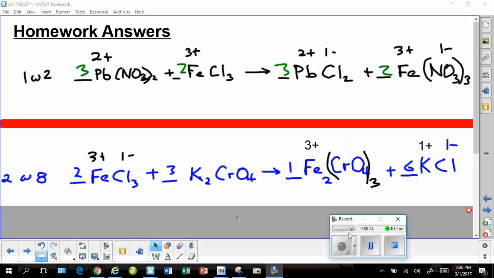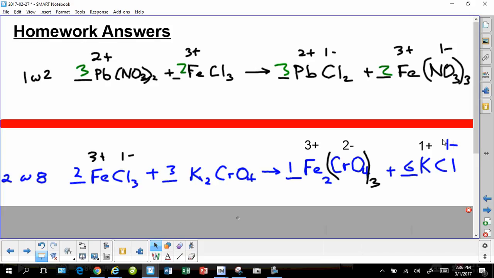So here are the answers to the first two problems, showing the results that you should get when you actually run the problem. And so what we were looking for was the stuff on the right side. And everything is done by crisscrossing charges. After you, like with iron and lead, have to calculate what the charge is on the cation before you bring the cations across to the other side.